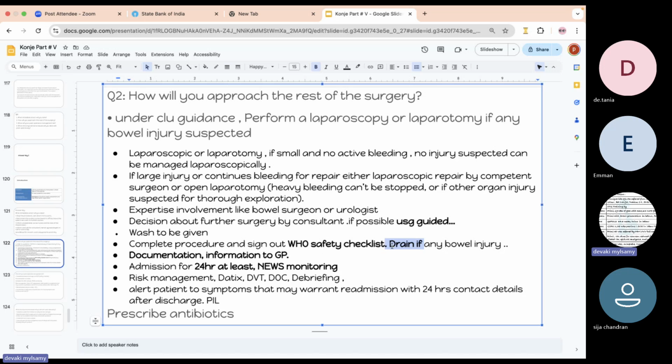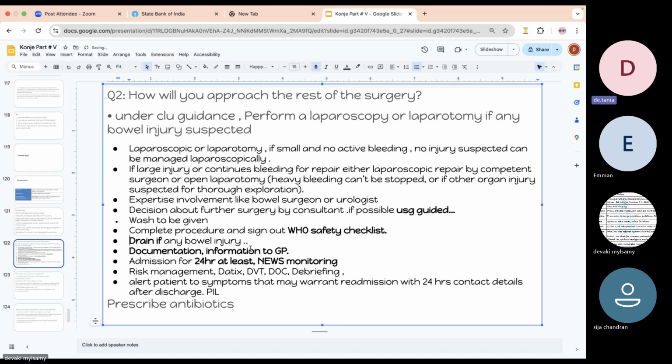This word needs to be there somehow, dear, which was missed. Yes, ma'am. Must.